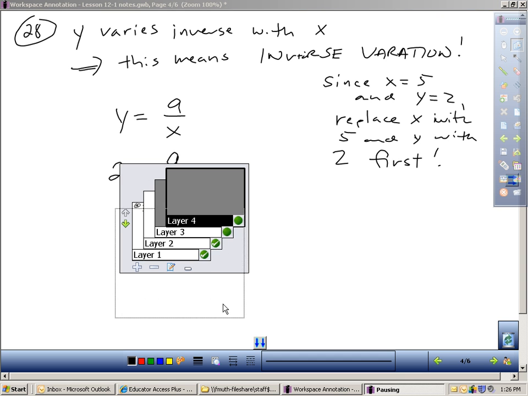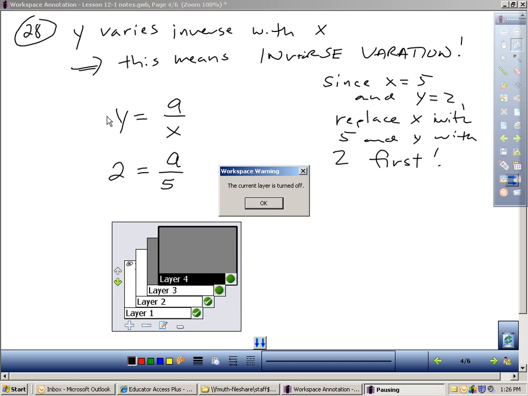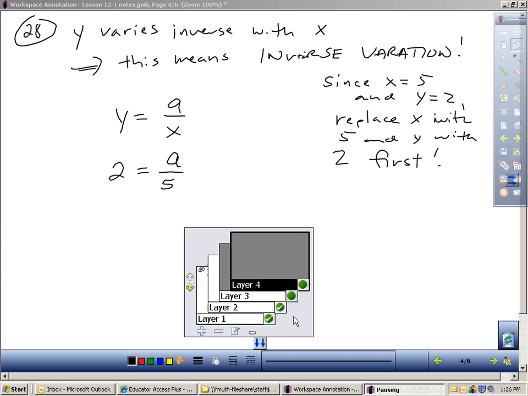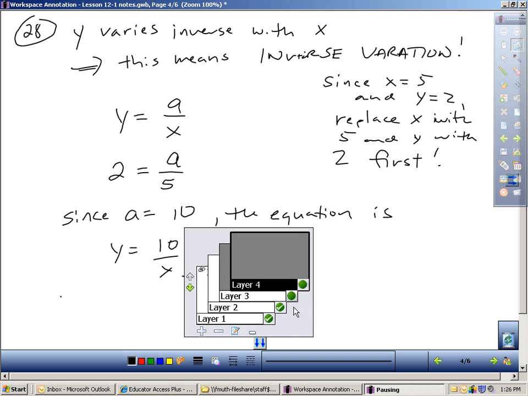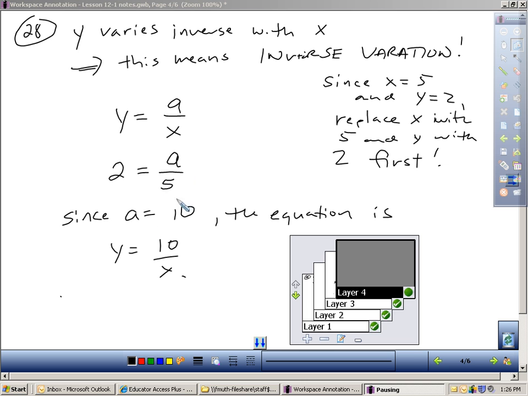And if it's inverse variation, it must be in this form. It must be in the y equals a over x form. And they told you in 28, if you look at question 28, x is 5 and y is 2. So where you see x, I replaced a 5. And where you see y, I replaced a 2. So I got to figure out what a is. So to find a, it's easy. Multiply each side by 5 real quick. And I get a is 10.